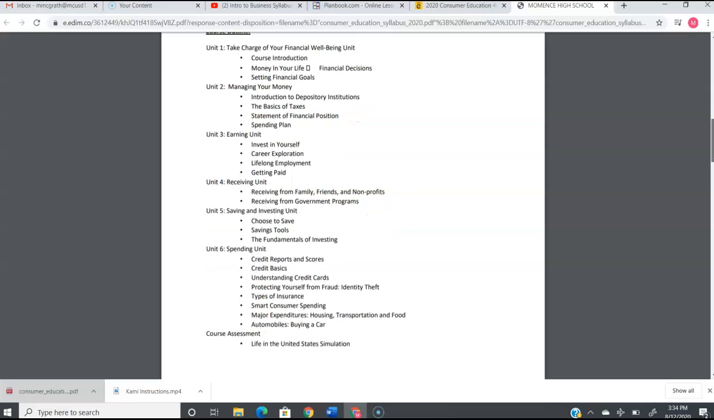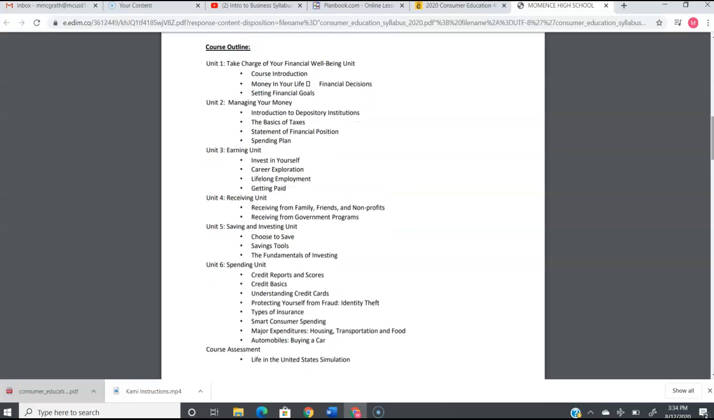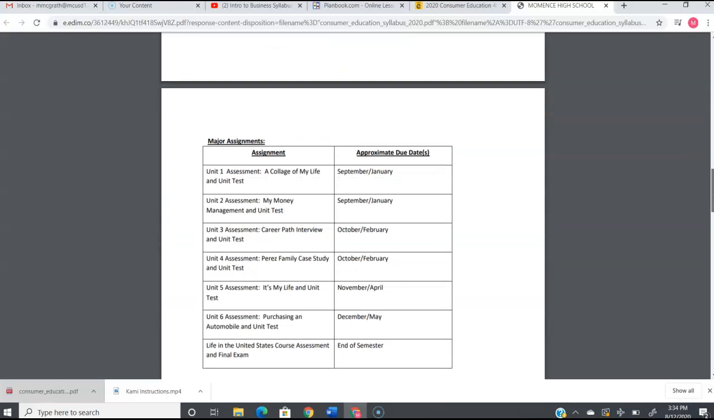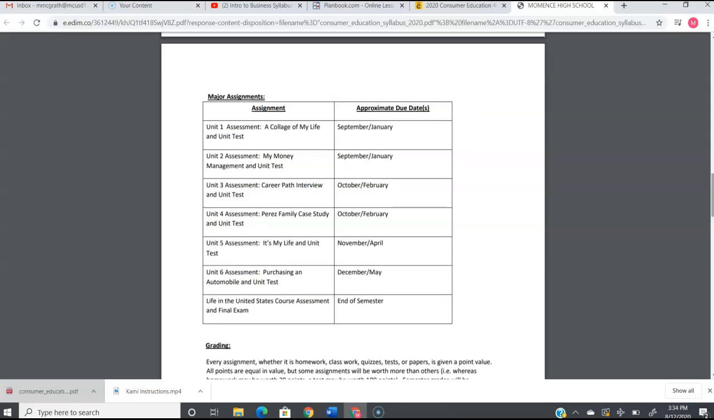All right, now I'm not going to read all these individual bullet points, but I will go over the units for the course outline. Unit 1, take charge of your financial well-being. Unit 2, managing your money. Unit 3 is the earning unit. Unit 4 is the receiving unit. Unit 5 is the saving and investing unit. Unit 6 is the spending unit. And then the course assessment and final exam is at the end. I hope you're going to find this information really helpful, especially when you get out into the real world. You're going to need to know all of this. So hopefully you will learn a lot.